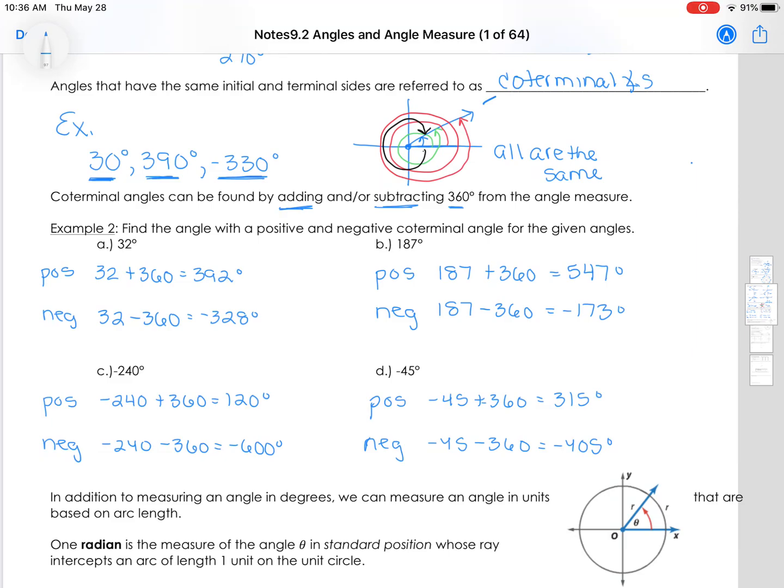So in pre-calc and in calculus, there's two modes. You either have degree mode, which we've seen on the calculator, or you're going to have something called radian mode. And we're going to basically convert degrees and radians back and forth and go over what is equal to what.